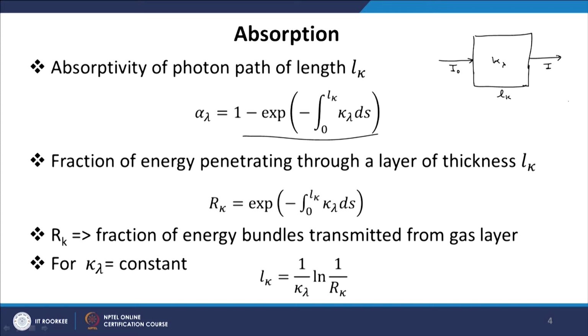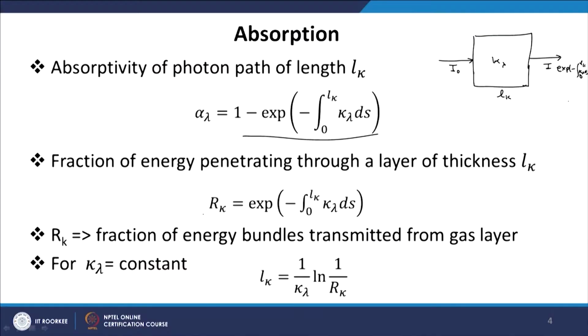Now what is transmitted? The transmitted radiation is nothing but exp(-∫₀^Lk κλ ds). So this is the amount of radiation transmitted. The amount of radiation transmitted is basically the fraction of energy that penetrates through this layer of thickness Lk and actually reaches the other end.